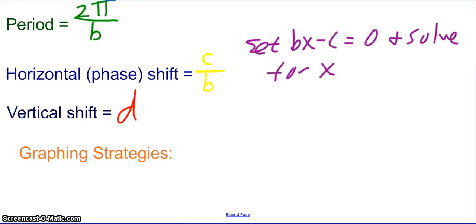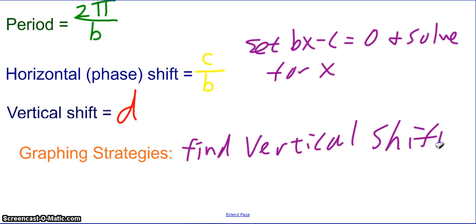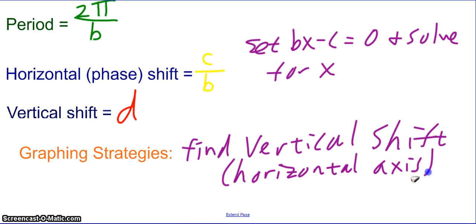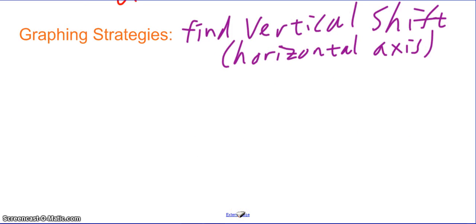So, graphing strategies. This is what I would recommend. This is not what you have to do. First, I would find the vertical shift. The reason why I say that that's the first thing you should find is because that's going to represent our new horizontal axis. So everything is going to revolve about that axis. That's going to be what the function is cyclic about.